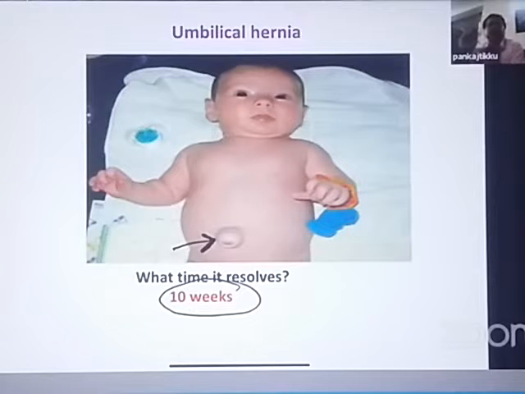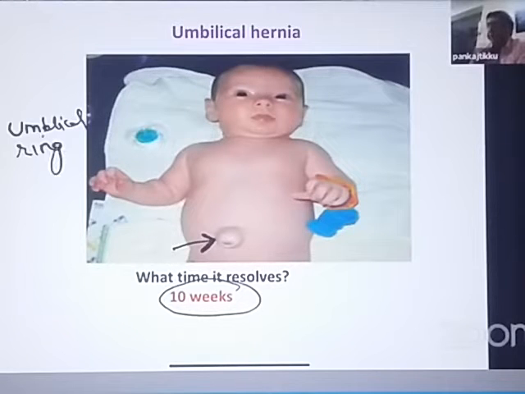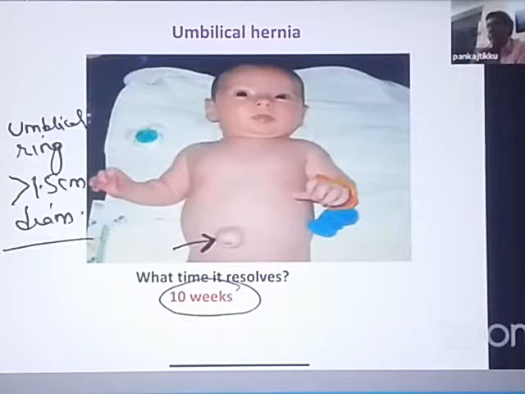Suppose they ask you a question in the exam: the umbilical cord has fallen, and at 2 weeks a small ring or a small hernia can be seen at the umbilical area. What is the next line of treatment? The next line of treatment is nothing, just reassurance of the mother. The only thing that you need to remember is that in some cases, the umbilical ring may be more than 1.5 centimeters in diameter. This is the umbilical ring.